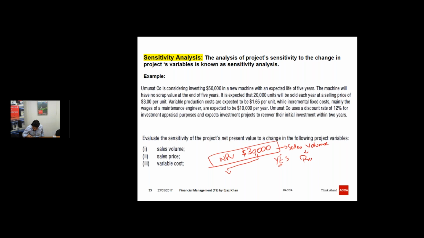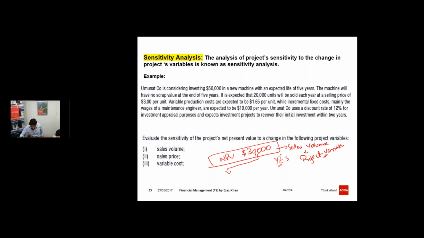The sales volume will be called a project variable. So if this project variable changes, it will change our net present value. In the same case, we might have expected a selling price when calculating 30,000, and this selling price might go up or come down. If it goes up, it will increase the net present value, so it's not a worry for us. But it might go down, and this will reduce our NPV, and this will be a concern for us. Since selling price will also affect the net present value, it will also be called a project variable.